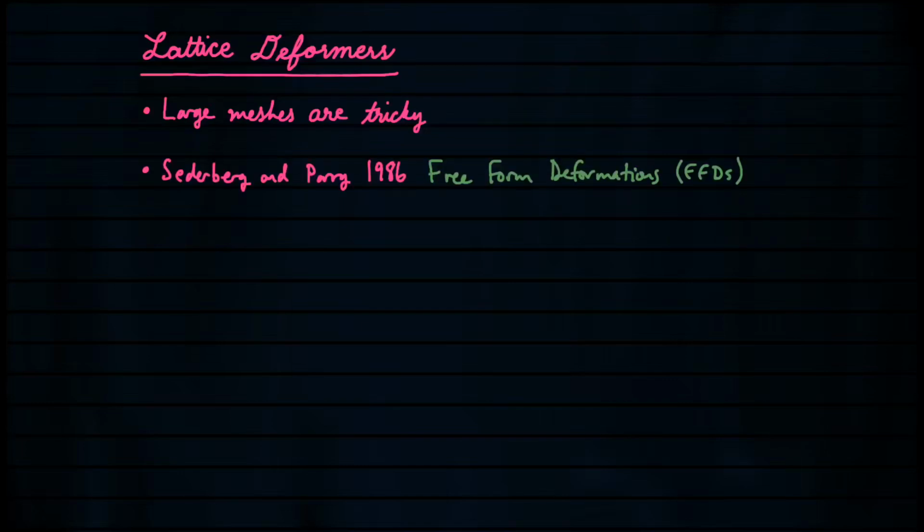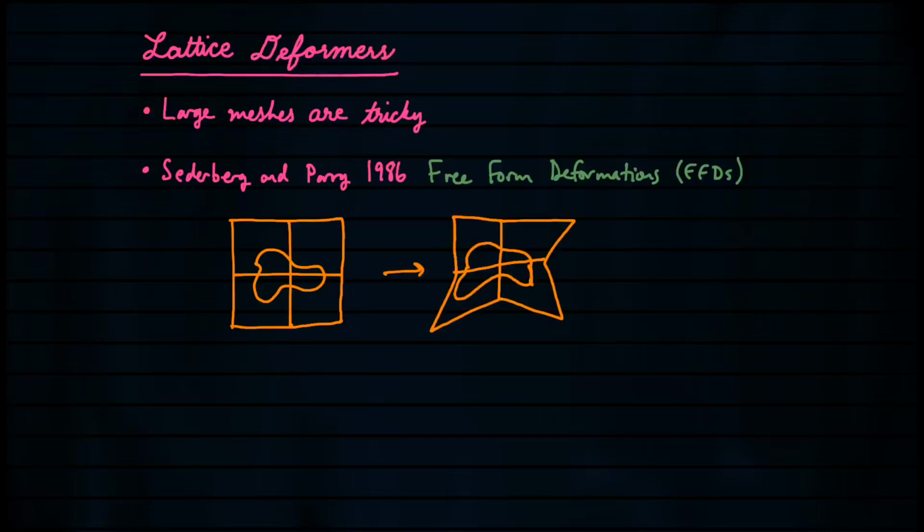Sederberg and Parry in 1986 came up with this idea of freeform deformations, FFDs. The idea is that we might have a complicated model, and if we stick it inside of a lattice, then we could associate the lattice with each vertex by the weight that it ought to have. And then by manipulating the lattice, we can easily deform the model inside the lattice.